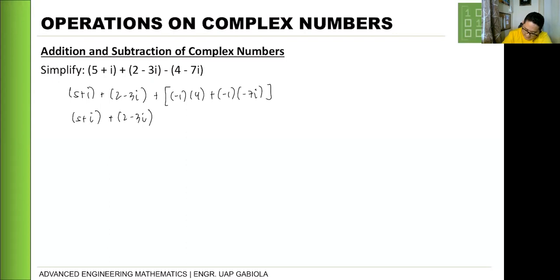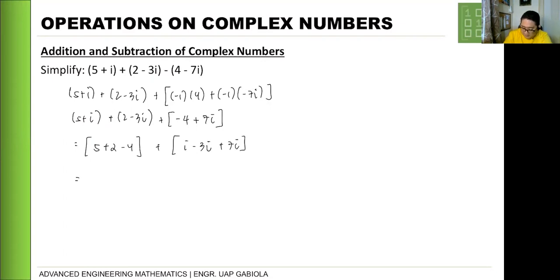And simplify lang natin 'to. We have now negative 4. Negative times negative, that will be positive 7i. Okay? Now, we can now combine lahat ng real. So, we have 5 plus 2 minus 4 plus i minus 3i plus 7i.